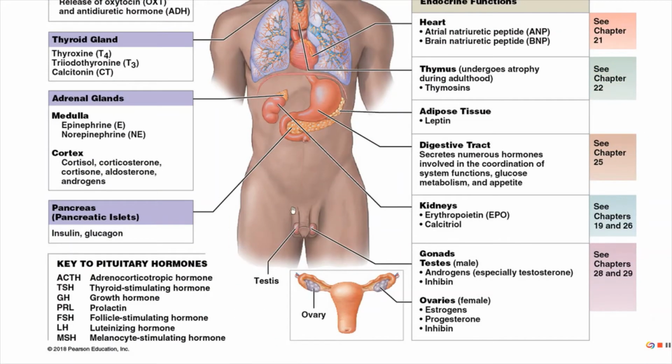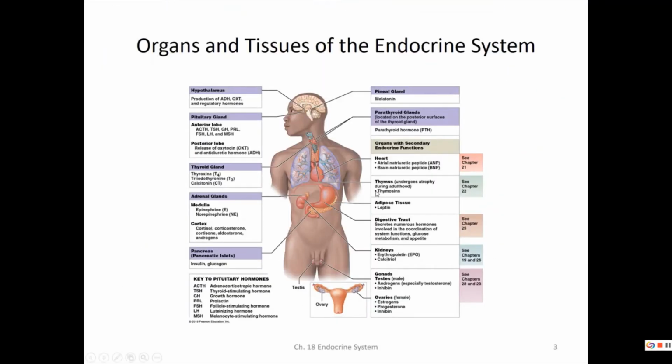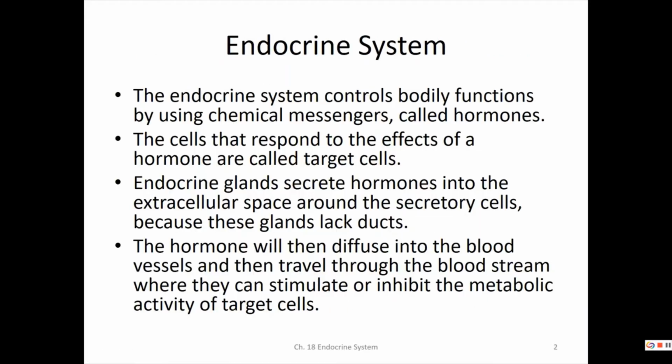Then down here in the male, there are the testes, and in the female, down in the lower abdomen, pelvic cavity, will be the ovaries, and those are the gonads. So these are all tissues, endocrine glands, and remember, they secrete into the blood. Endocrine secretes endo blood. Endocrine, endo blood.